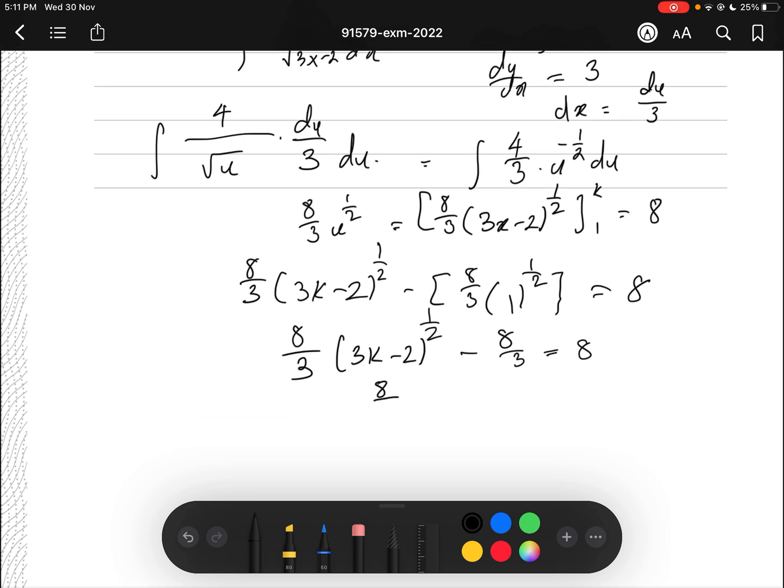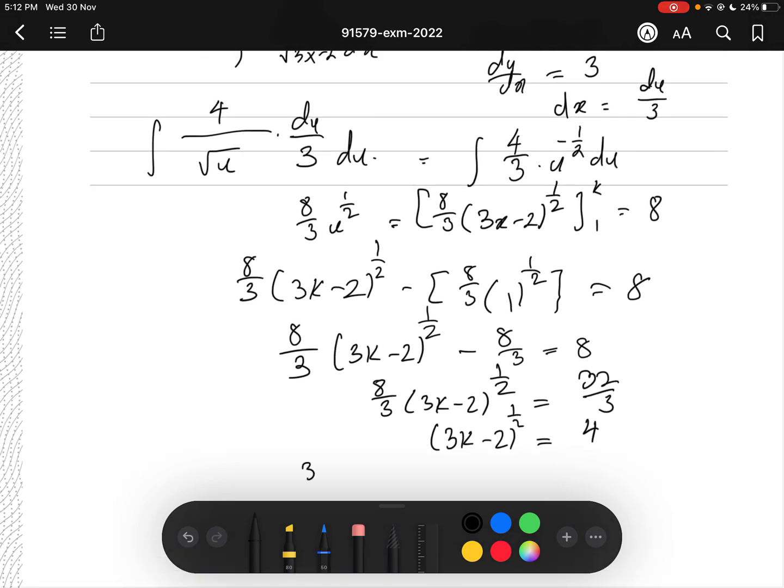And now we can say 8 over 3, 3k minus 2 to the power of 1/2 equals 8 plus 8 over 3, which is 32 over 3. So the square root of 3k minus 2 equals, dividing both sides by 8 over 3, 4. And we're going to square both sides. So we have 3k minus 2 equals 16. And if we just do a really quick solving for k here, we just get k equals 18 over 3. So our answer should be k equals 18 over 3.